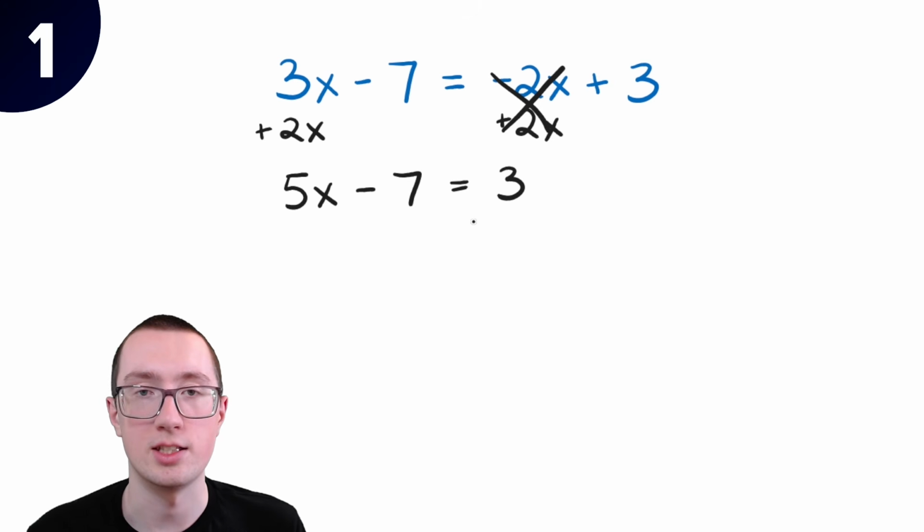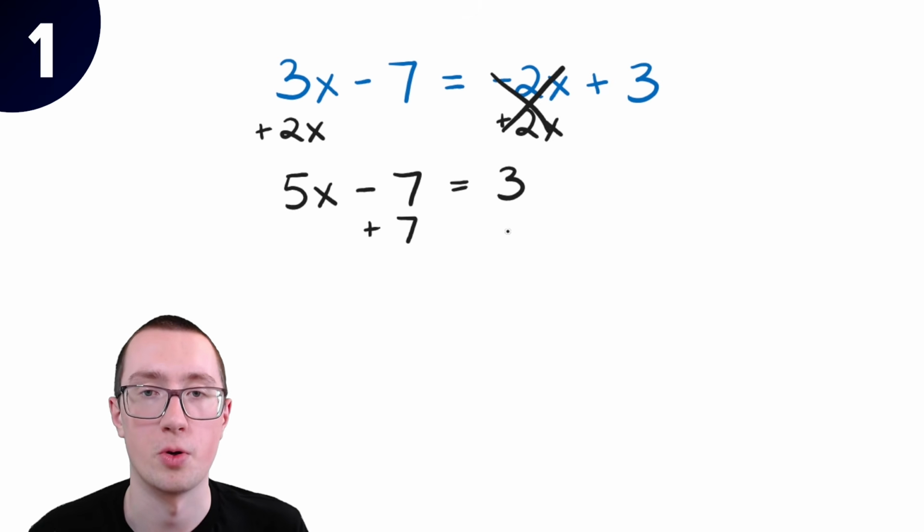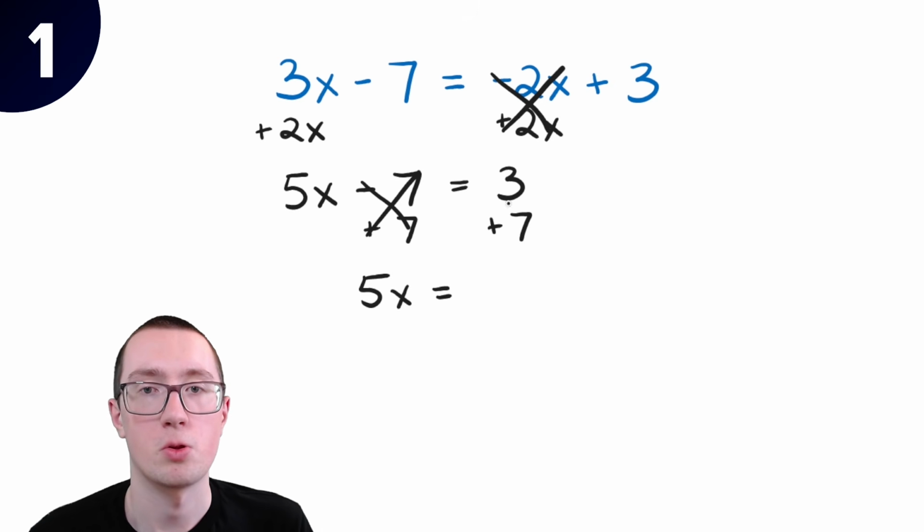I think it's usually easier to get rid of the plus and minus before multiplication. So let's get rid of the minus 7 by doing the opposite of minus, which is plus. So let's add 7 to both sides. So the minus 7 and plus 7 cancel out. On the left side, we just have 5x. And on the right side, we have 3 plus 7, which is 10.